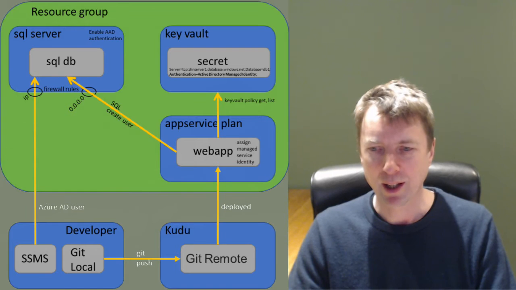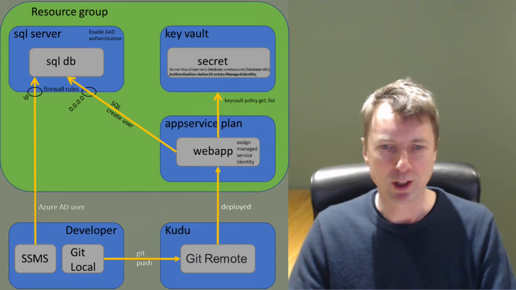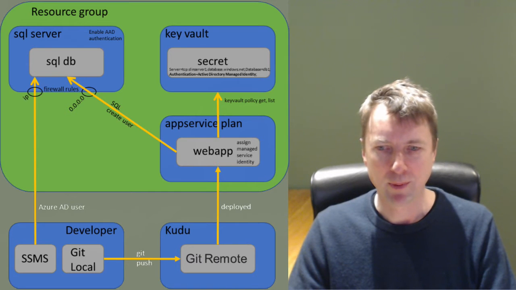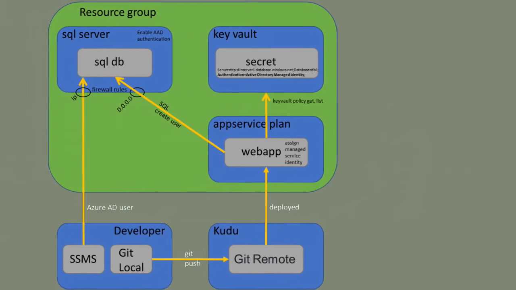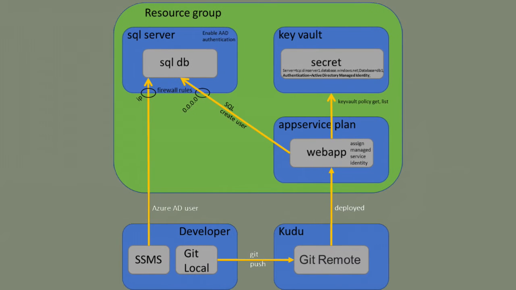We'll run commands to create a database, an app service, and a key vault. These will be contained within a resource group. The application will be deployed to Azure by pushing commits to a remote Git repository. A resource group is a container that holds related resources for an Azure solution.